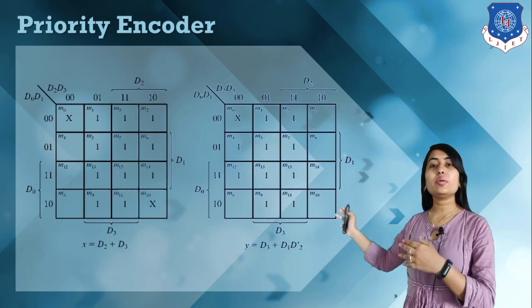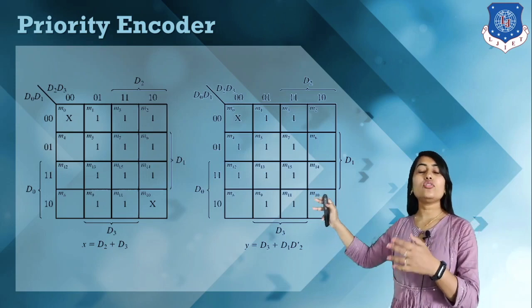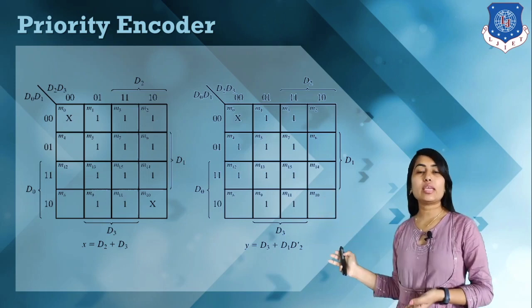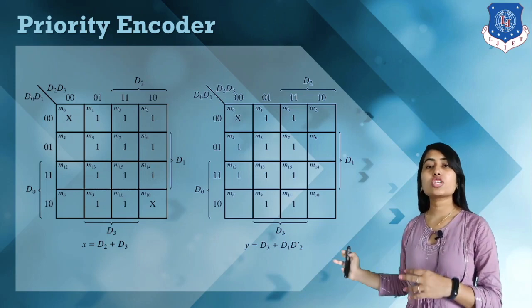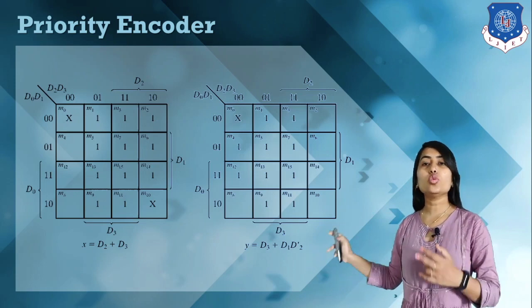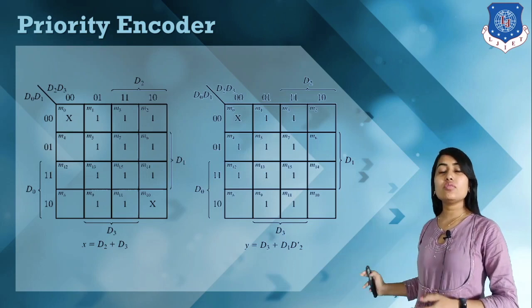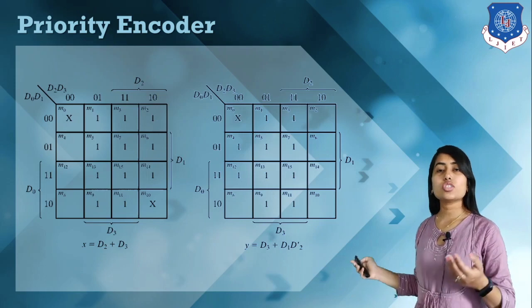So here we make a K-map for x and y, in terms of d3, d2, d1, d0. We make groups and then write the logical expressions. So here x is equal to d2 plus d3, and y is equal to d3 plus d1 d2 dash. So these are the logical expressions for x and y.